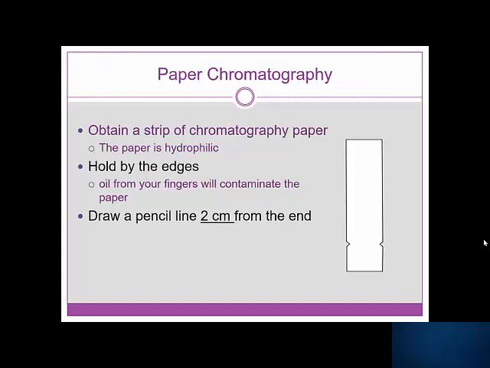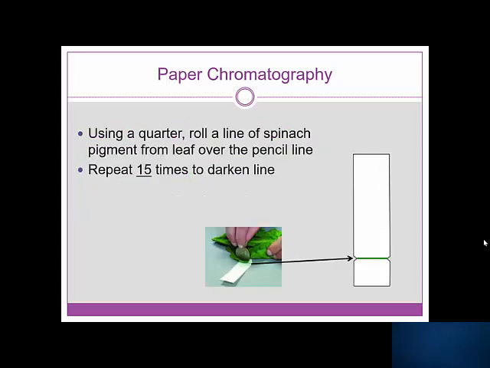You can follow along with this procedure in your manual. Paper chromatography is used to separate the four pigments from any leaf. Chromatography paper is highly hydrophilic and will strongly bond with polar and hydrophilic pigments. For this lab we use spinach leaves, though any plant leaves could be used. The leaf is laid over the pencil line on top of the chromatography paper. A quarter is then rolled back and forth over the pencil line at least 15 times to transfer a heavy solid line of the spinach pigment onto the chromatography paper.